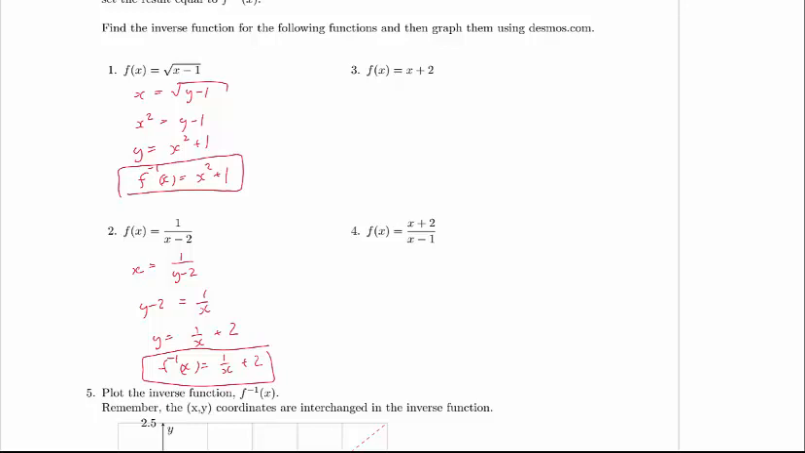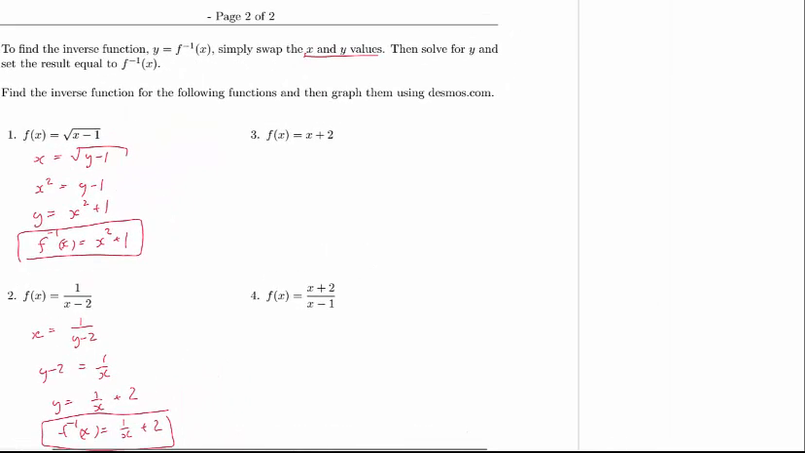Alright, so go ahead and press the pause button, graph both these functions into Desmos, verify that they are symmetric about the line y equals x. Alright, so for number 3, f of x equals x plus 2. Follow the directions. So we say x equals y plus 2, and then just y equals x minus 2. So what is the inverse function? It is x minus 2.